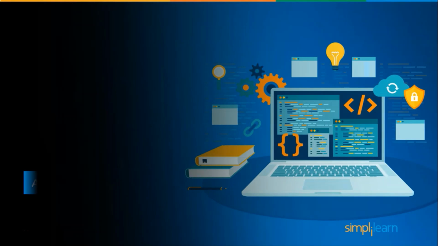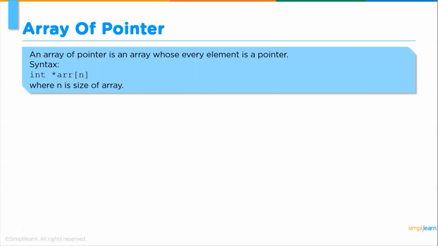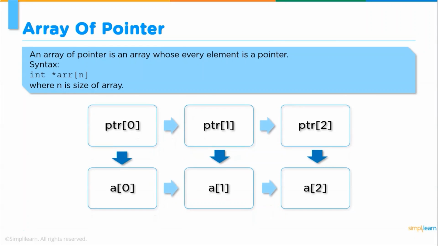Let's discuss the array of pointers. As the name suggests, it is an array that has all its elements as pointers. These pointers can be pointing at another array. It is declared as an array with an asterisk symbol. Let's discuss it with the program.